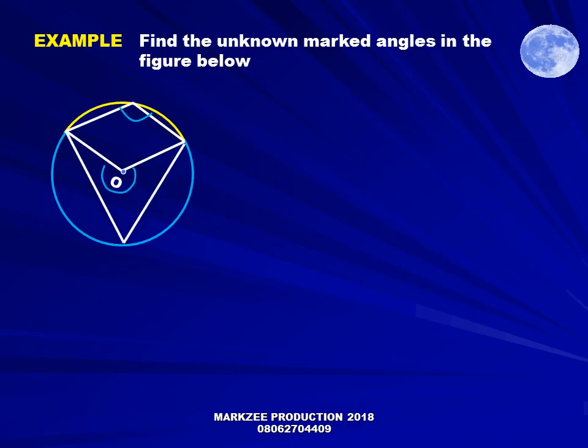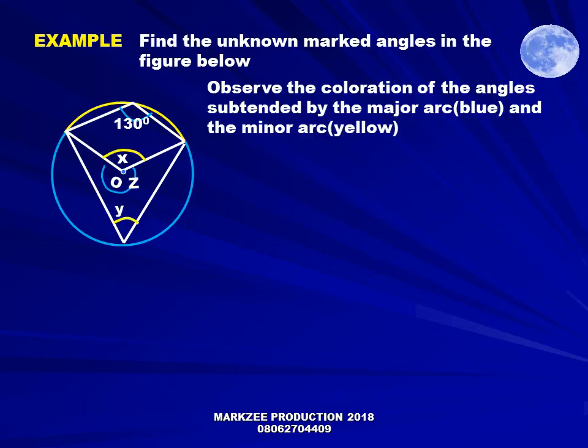So that angle was subtended by the minor arc. Can you see that? The angle there was subtended by the minor arc. That angle was subtended by the major arc. Y was subtended by the major arc. Now which of the arcs subtended X? Of course, the minor arc AB. Okay, that's it. The minor arc.